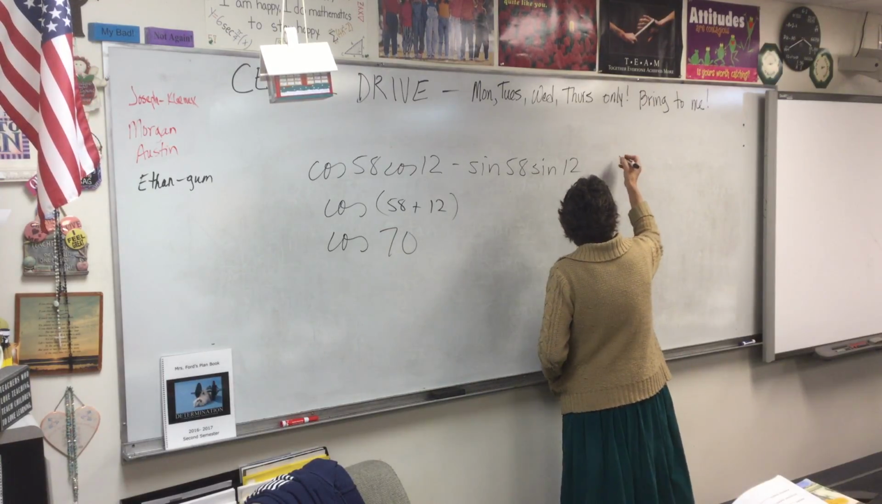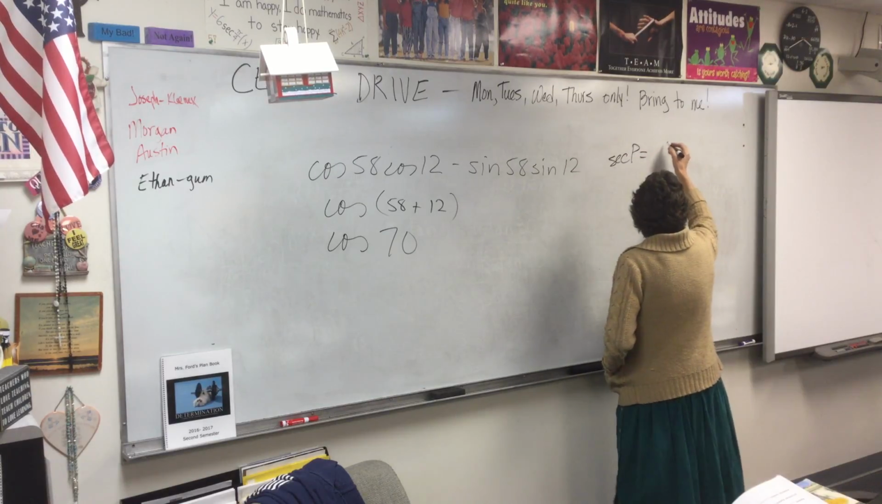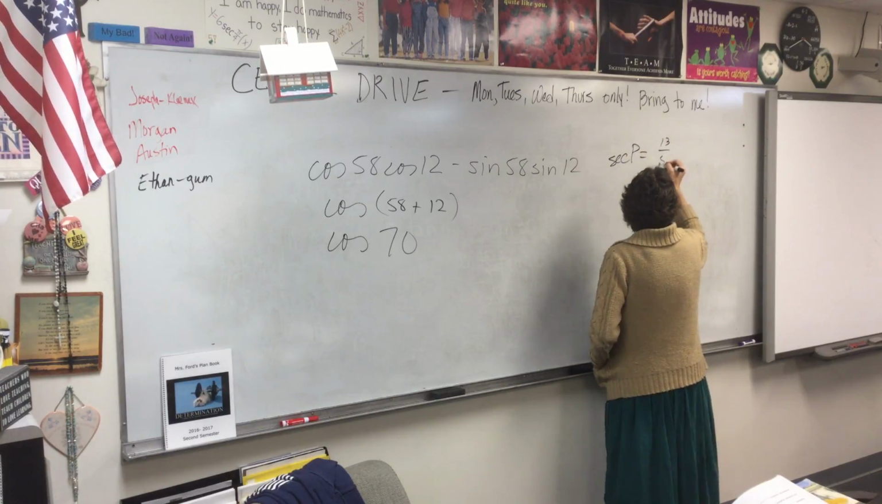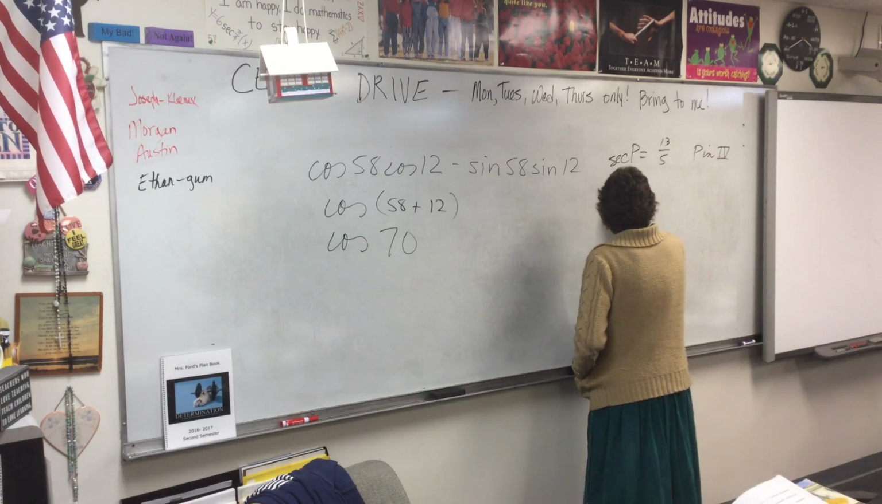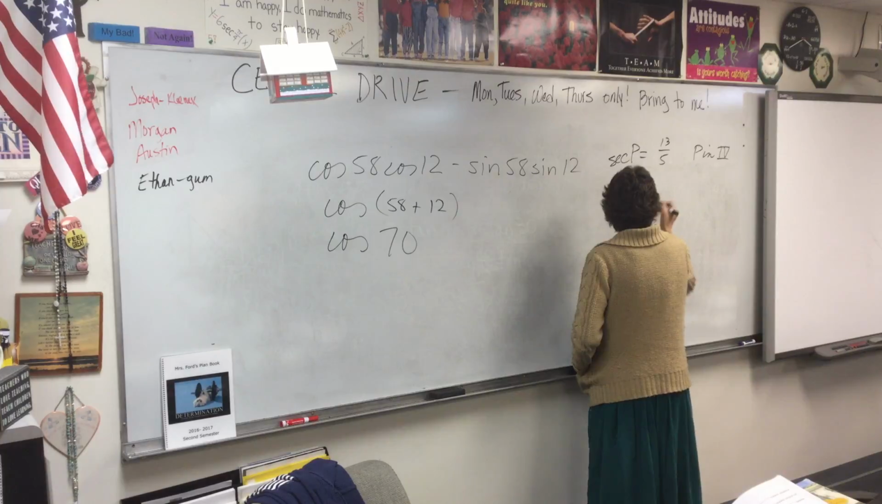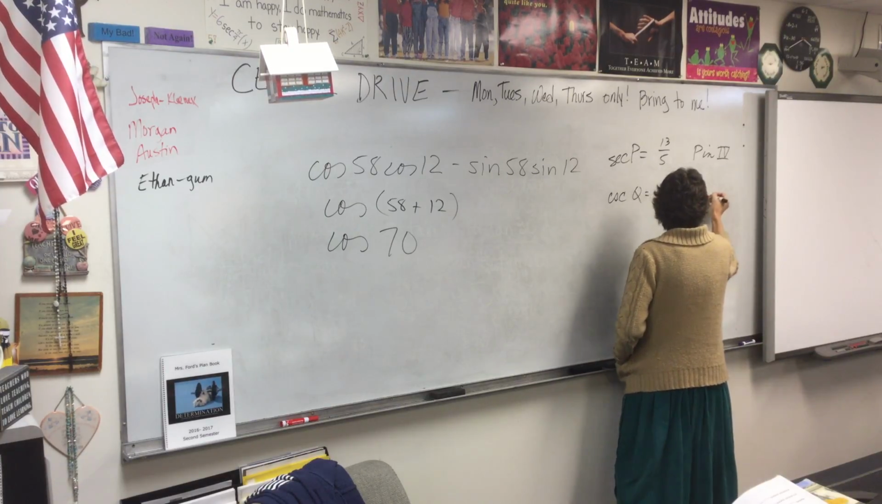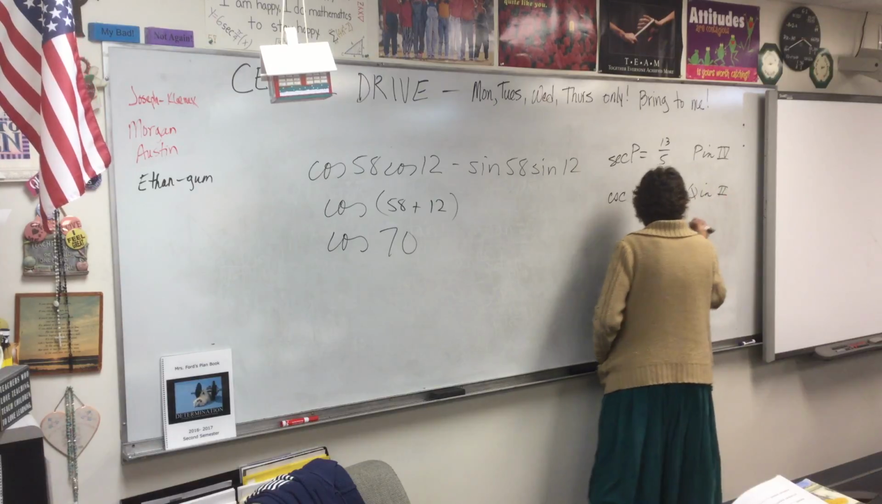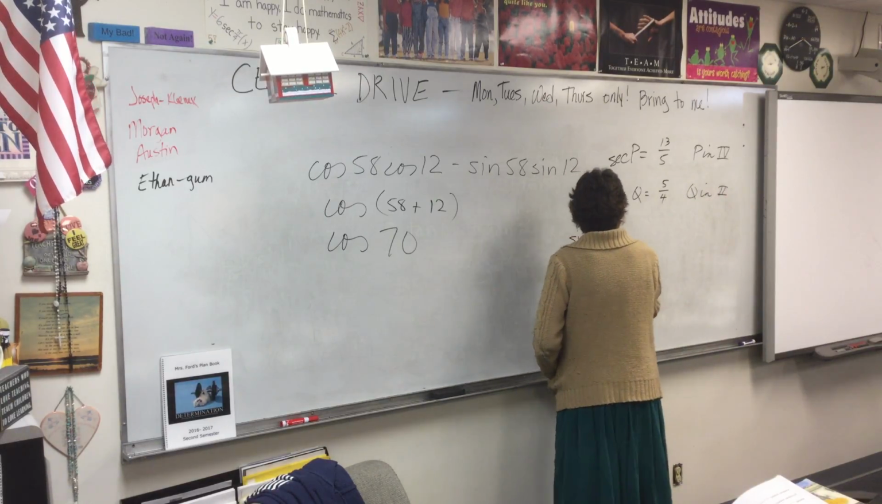What if I told you that the secant of P is 13/5, and P is in quadrant 4, and the cosecant of Q is 5/4, and Q is in quadrant 2, and ask you to find the sine of P plus Q.